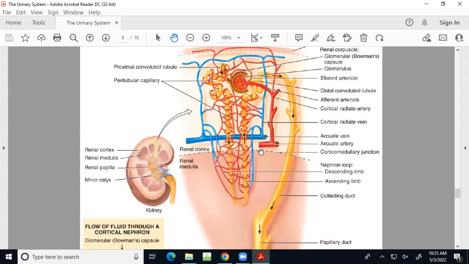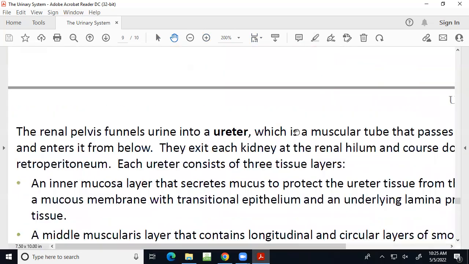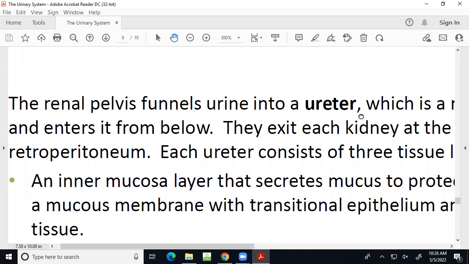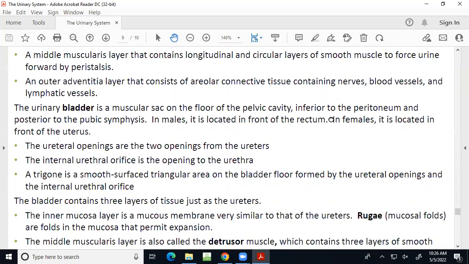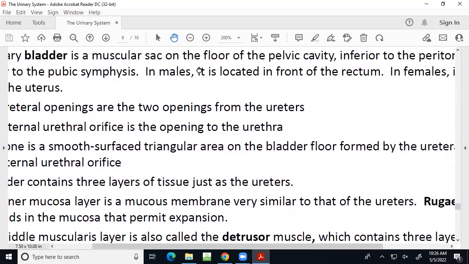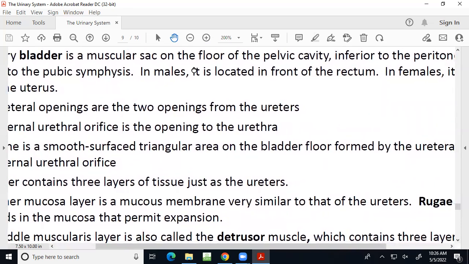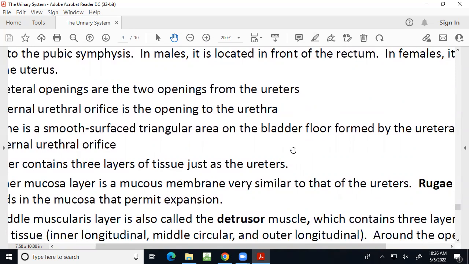Sound good? So at this point, we finally finished talking about the kidneys and can talk about the other organs of the urinary system, which includes the pair of ureters, two ureters that are connected to our two kidneys that carry the urine down to our bladder. We'll talk about the bladder at the bottom of the page. And then we'll have on our last slide the urethra to discuss.